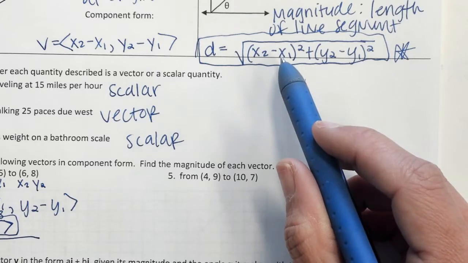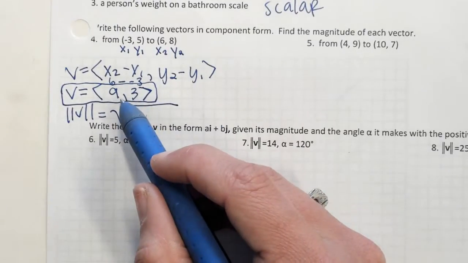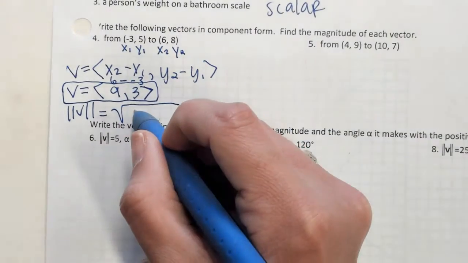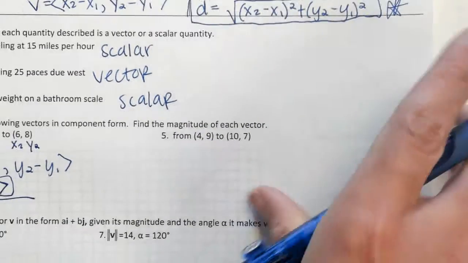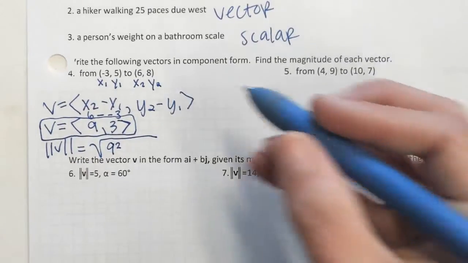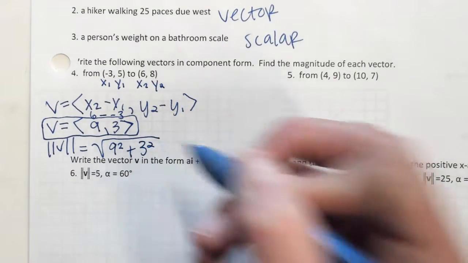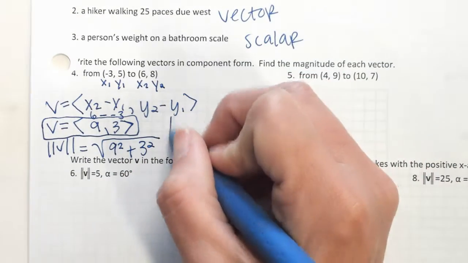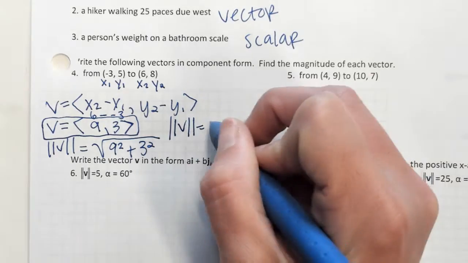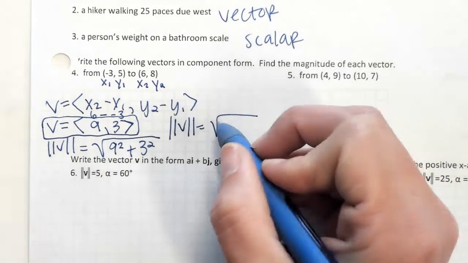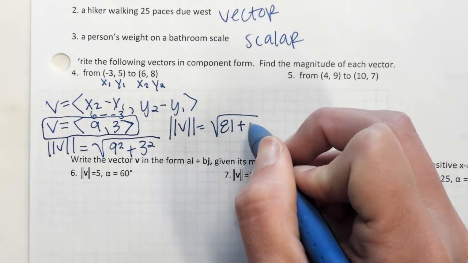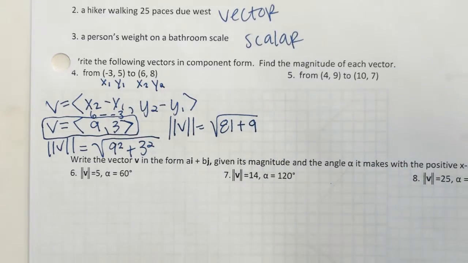And we already found x2 minus x1, correct? x2 minus x1 was what? 9. So we'll just plug in 9 squared. We already found y2 minus y1. That was what for this problem? So 3 squared would just be 3 squared. So the magnitude v equals square root of, what's 9 squared? 81. Plus, good, which will give us what?